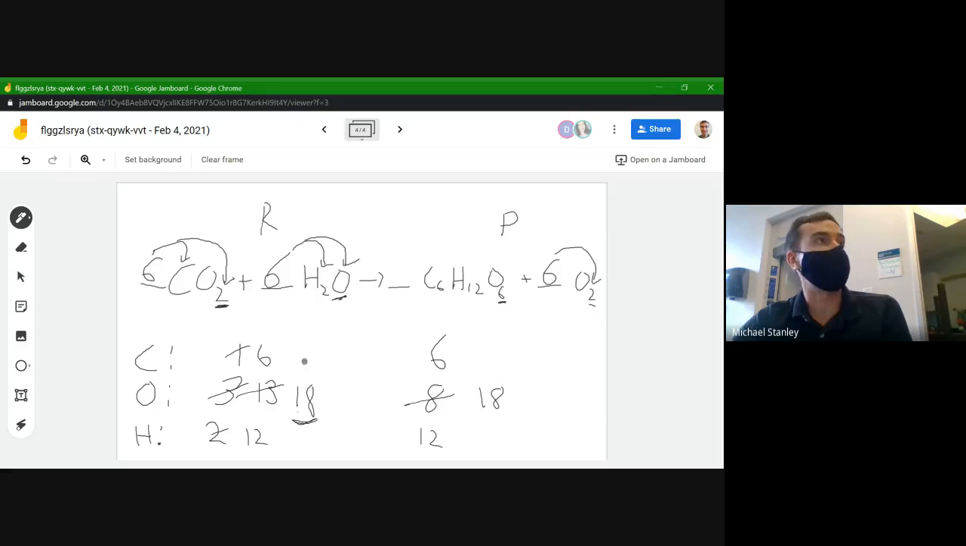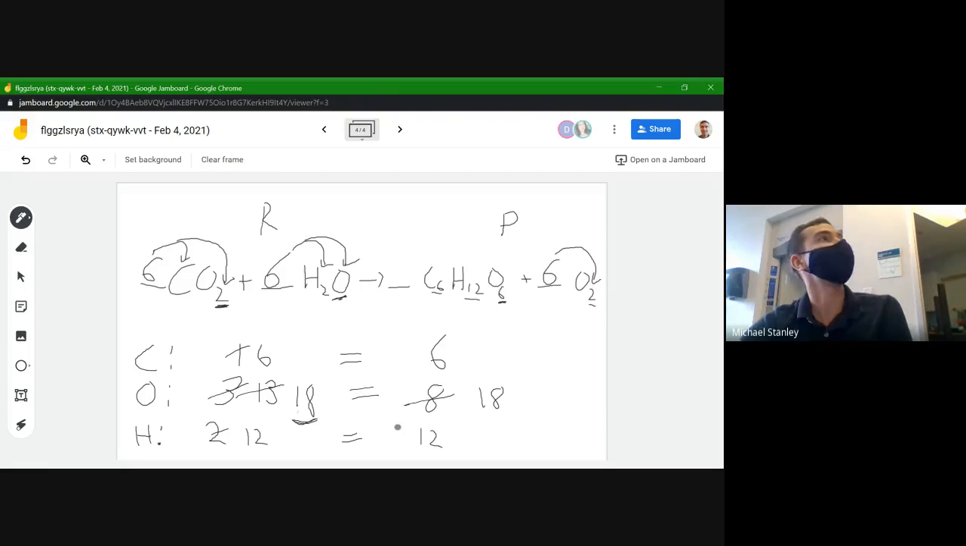So let's do our final check. 6 C's on the reactant side and 6 C's on the product side. That is equal. 18 O's: 6 times 2 is 12, plus 6 is 18. On the reactant side, 6 plus 6 times 2 is 12, 6 and 12 is 18 on the product side. Those are balanced. 6 times 2 is 12 hydrogens on the reactant side and 12 hydrogens on the product side. These are balanced.